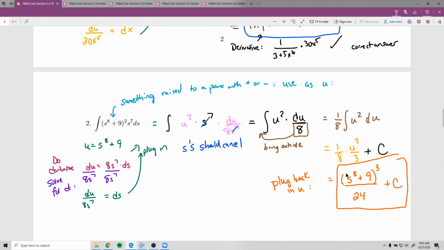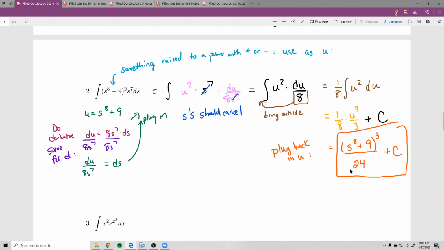And we've integrated, our integral sign's gone, we only have s's left. So that is our final answer. Now it is good practice if you want to do the derivative here, do the chain rule, and see that you actually do get s to the 8th plus 9 squared. You can see how that would work because we'll subtract the 1 from the power, and then an s to the 7th on the side from the chain rule.